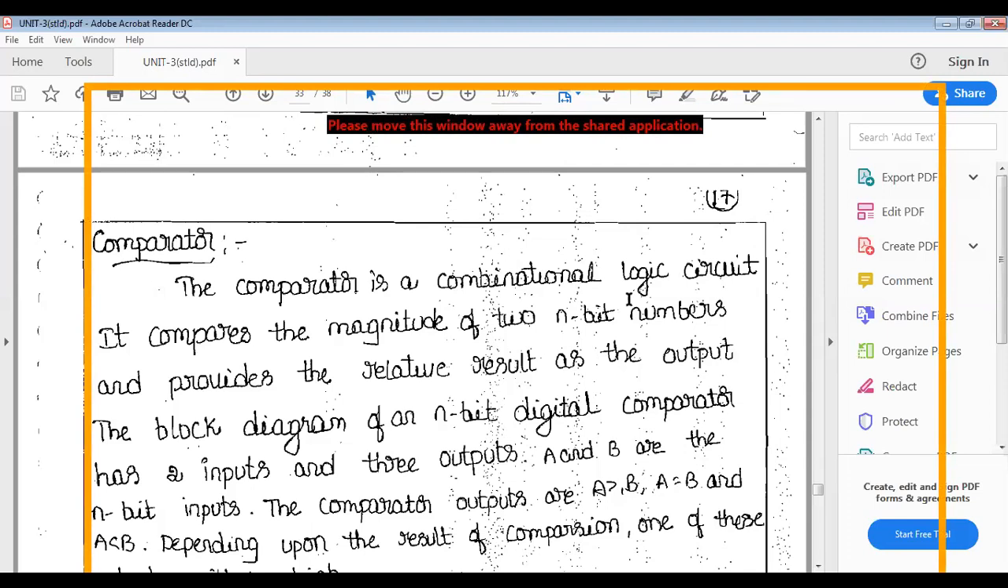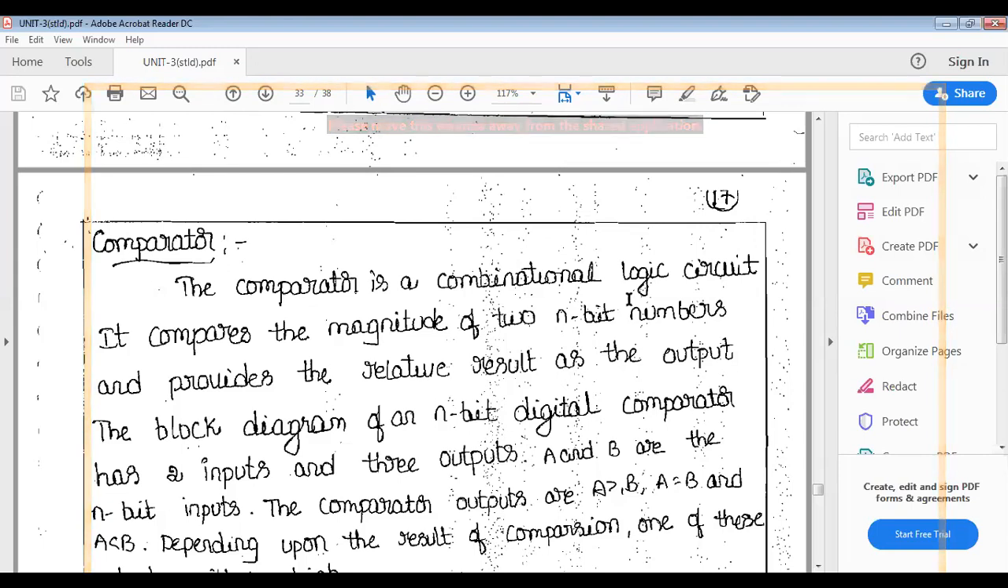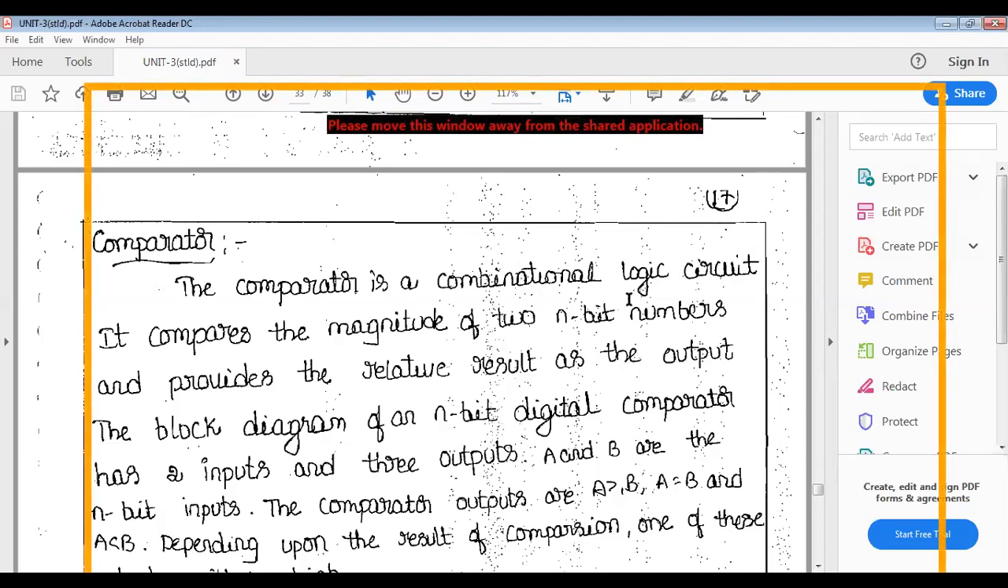It compares the magnitude of 2 n-bit numbers. A having n number of bits, and B also having n number of bits. Comparing between A and B only. If any number of bits are there in A, and any number of bits are there in B, you can compare the magnitude of 2 n-bit numbers and provide the relative result as the output.